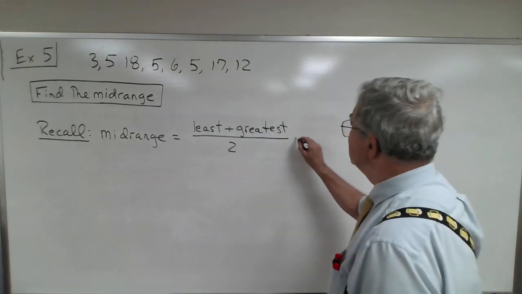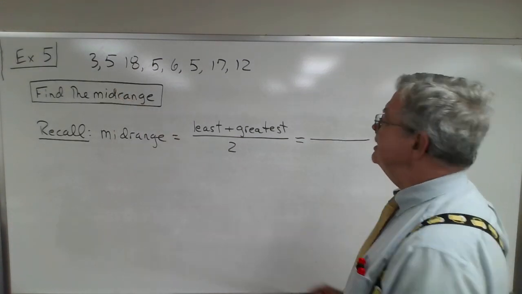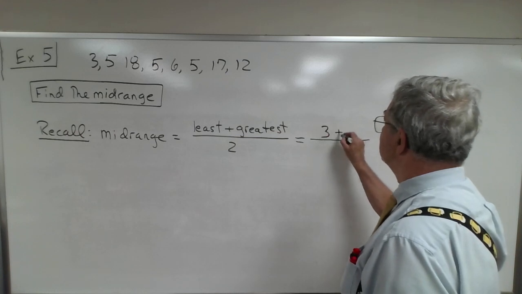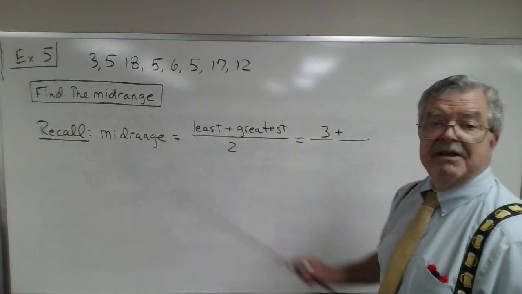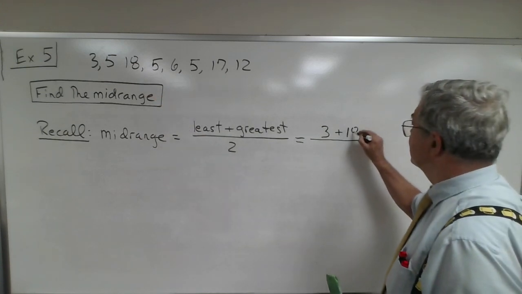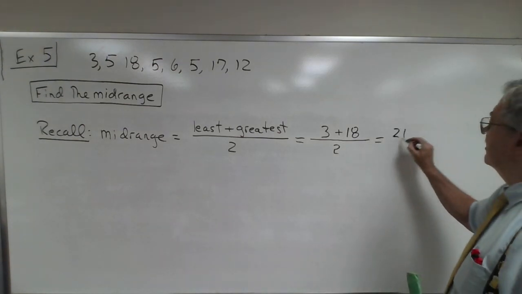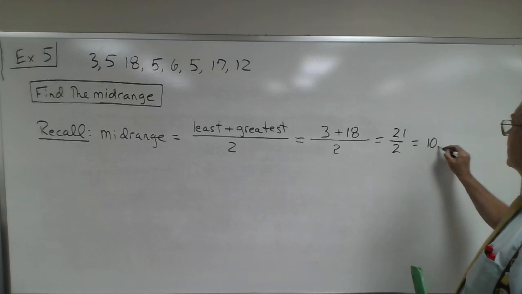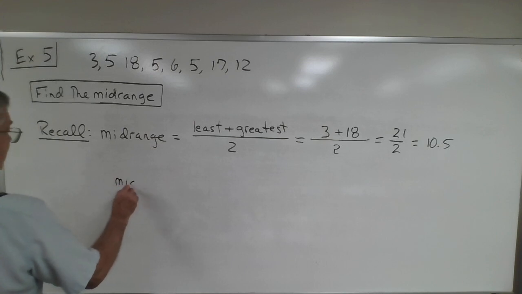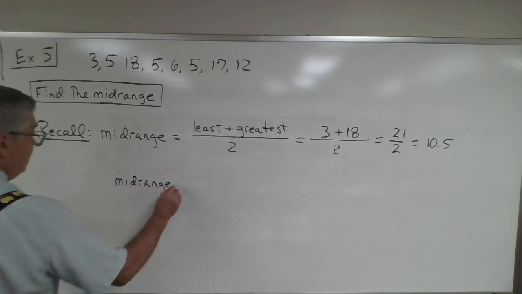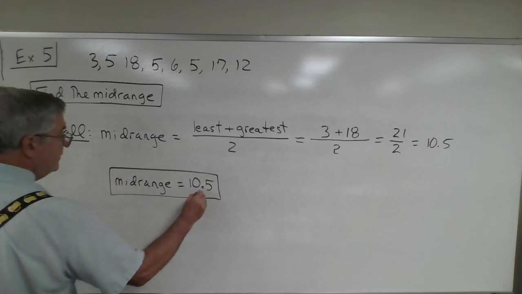Well, let's see. I think we can figure out what the least value is. 3 is the least. And the greatest, let's see, 12, 17, 18. 18 is the greatest. And we take the average of that. So there's our mid-range, 10.5.